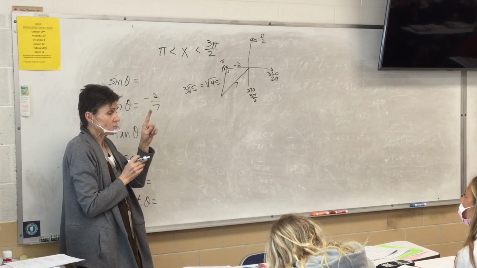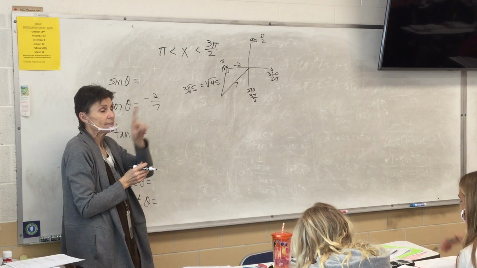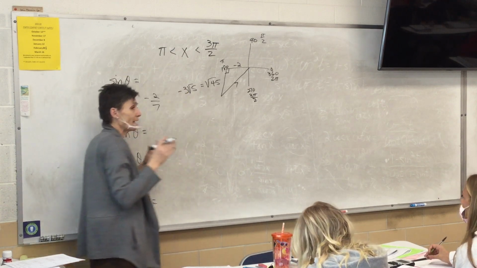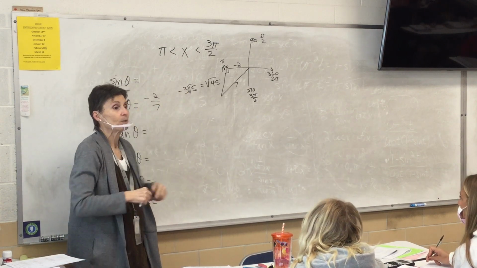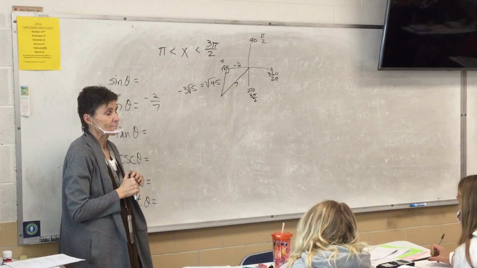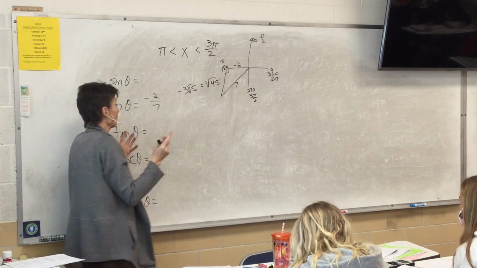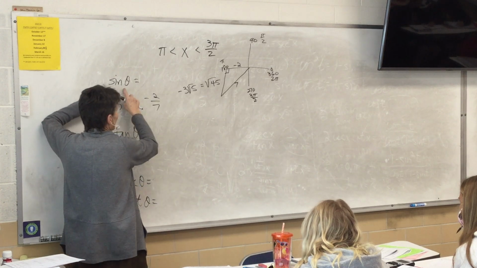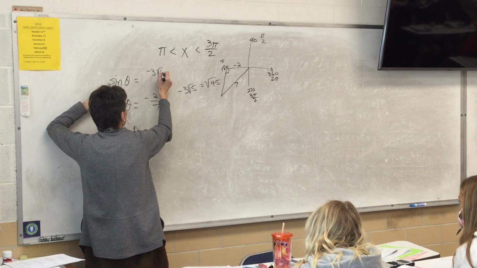Not only that, what else do I have to pay attention to? It's actually going to be negative. And why is it negative? Down. But now I should be set to go. So the sine is going to be -3 root 5 over 7.